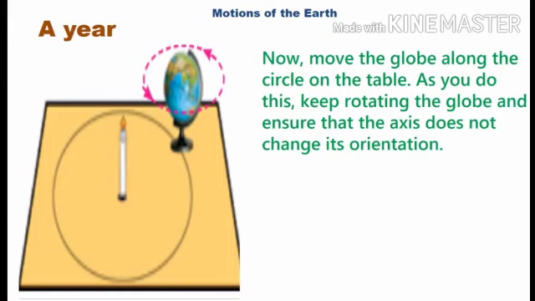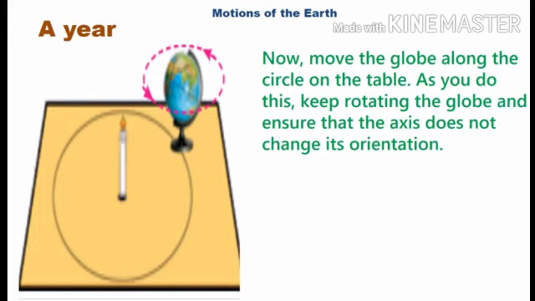Students, let's do one more activity here. What is a year? Now, please pay attention. Move the globe along the circle on the table. As you do this, keep rotating the globe and ensure that the axis does not change its orientation. Now students, what means orientation? It means that the axis is not moving.